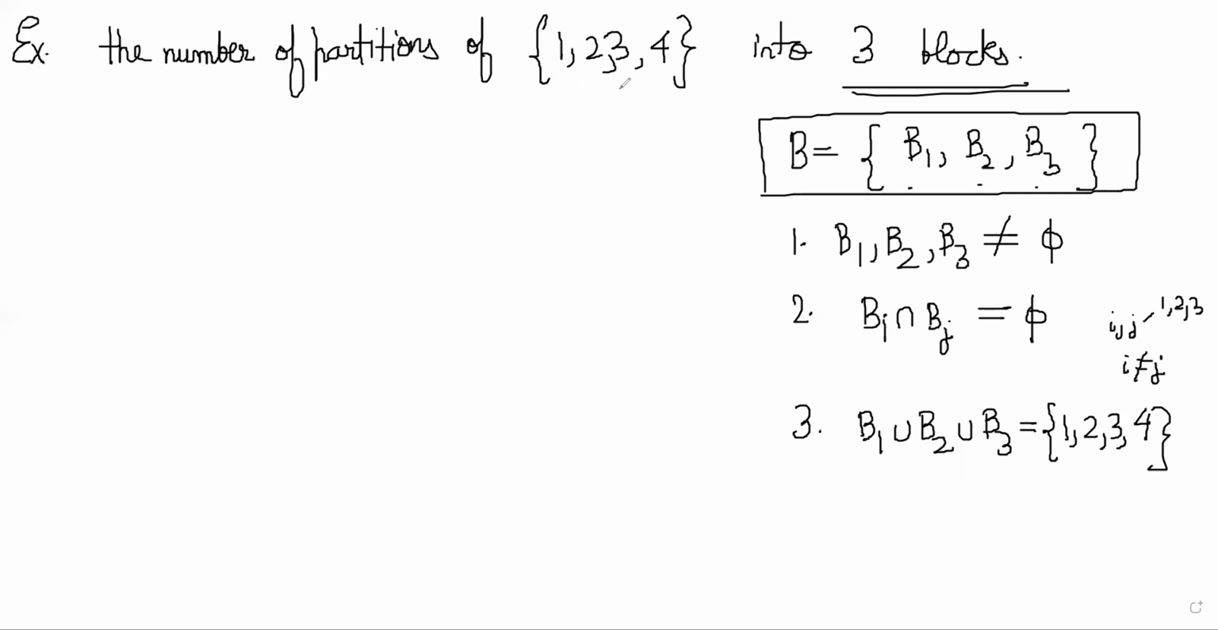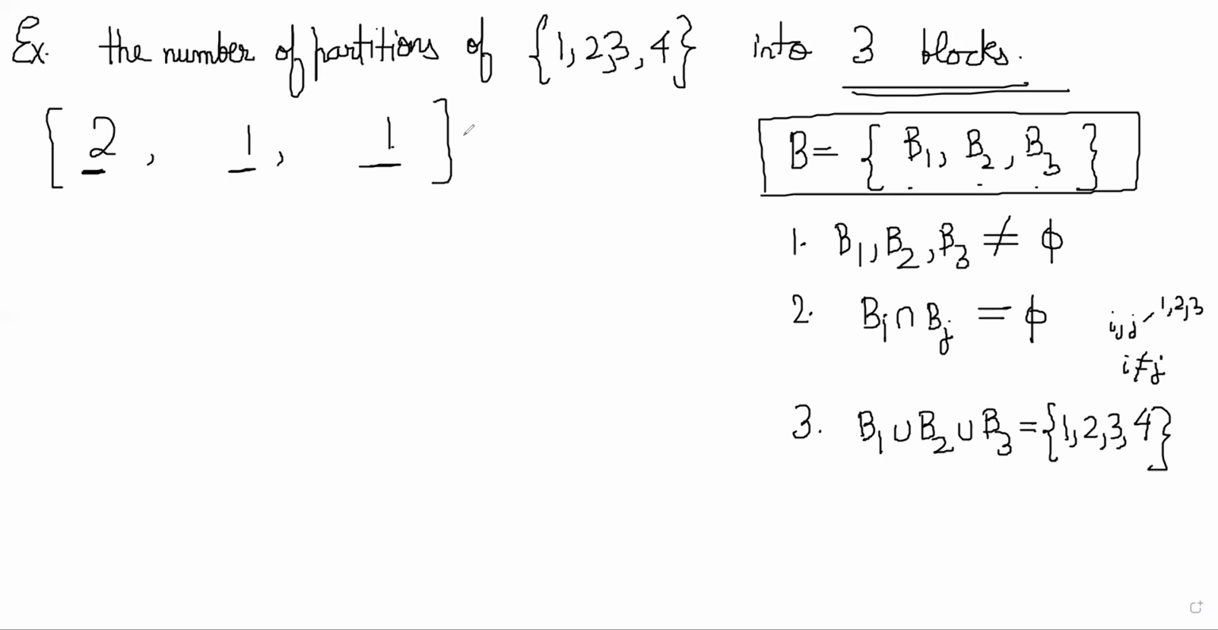Since there are four elements and we have to put them into 3 blocks, then by the pigeonhole principle, one of those blocks has to have 2 or more elements. But if you put 3 of them in one block, then one of the others will become empty, and that is not allowed in a partition. So the only way to group them is 2, 1, 1. One block has 2 elements, one block has 1 element, and one block has 1 element.